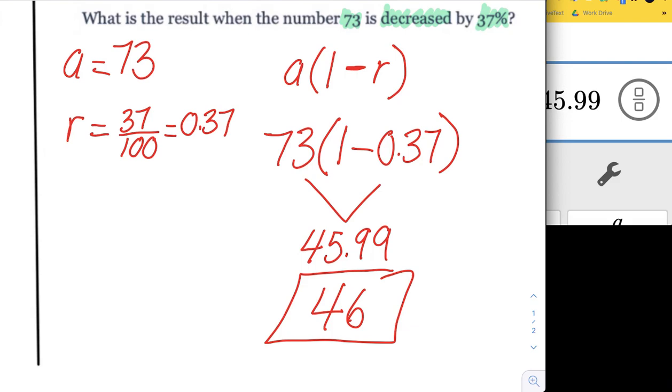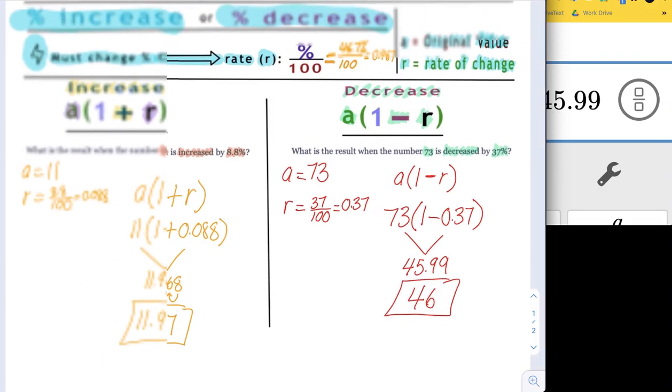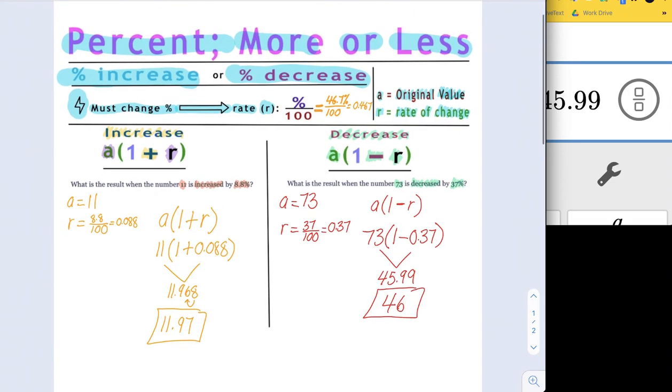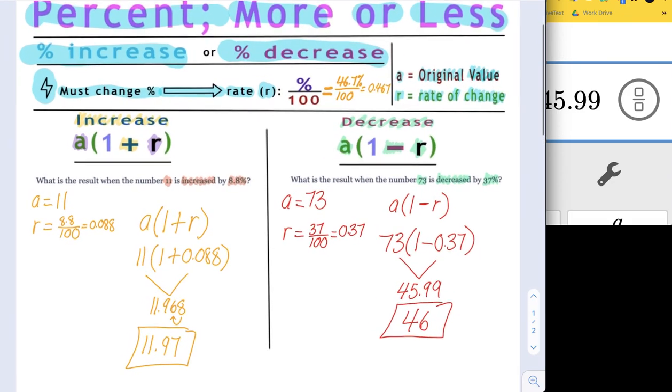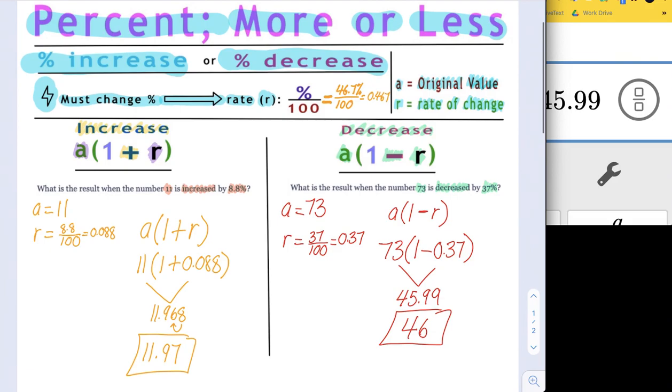Look at that. So imagine something costs $73 and you have a coupon that says 37% off. You're going to pay $46. Okay? And that right there, kiddos, are our notes for percent, more or less. Remember, percentages we see all over the world in the real world, right? Percent increase and percent decrease. Thank you very much.